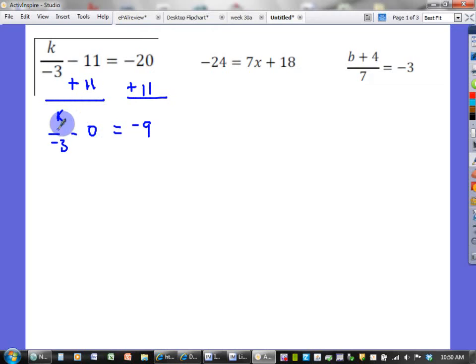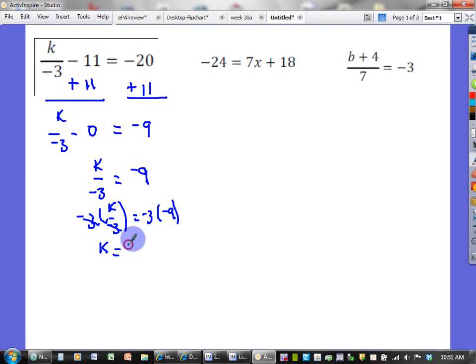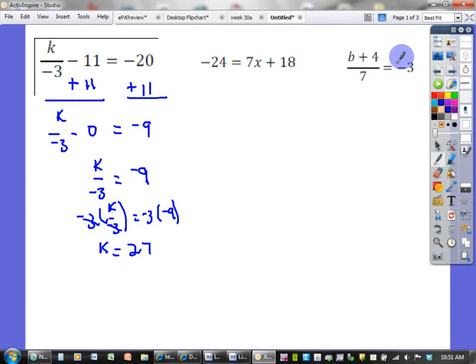The next step is to get the k over negative 3 by itself, which we can do because k divided by negative 3 minus 0 is just k over negative 3, and we just bring around the negative 9. We want to get the k by itself, so we multiply both sides by negative 3. Then the negative 3's cancel to yield k equals negative 3 times negative 9, which is a positive 27.